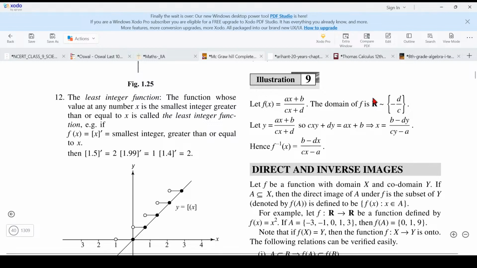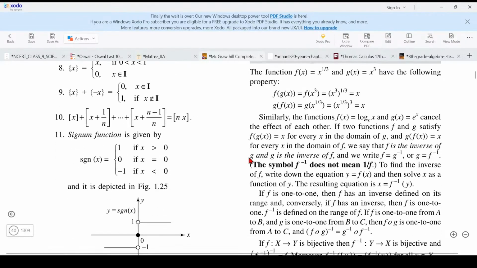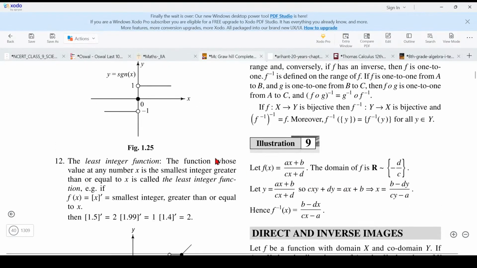The left side is this minus this, everything except minus d by c. Why are you removing minus d by c? Because the denominator will become 0. That's why we are removing that.